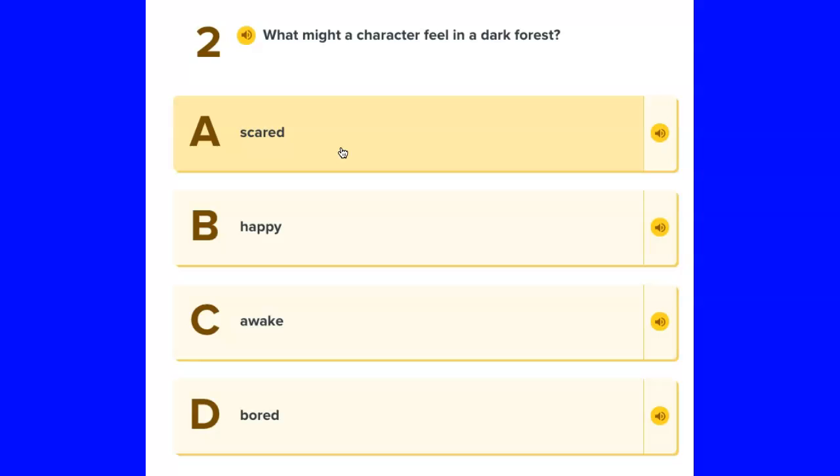Number 2, what might a character feel in a dark forest? Would they feel scared or happy, awake, or bored? I'm thinking scared. And we saw that in the video with the scene where Moby and Annie are playing Hansel and Gretel in the forest and it's dark. So I'm going with scared, A.